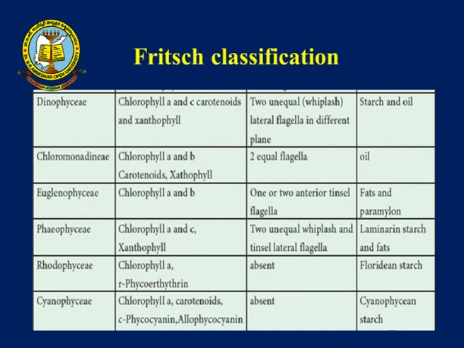Euglenophyceae: chlorophyll A and B, and one or two anterior tinsel type flagella present, the reserve food material is fats and paramylon. Phaeophyceae: chlorophyll A and C and xanthophylls, and two unequal whiplash and tinsel flagella are present. Reserve food material: laminarin, starch and fats. Rhodophyceae: chlorophyll A and phycoerythrin. Here flagella are absent. Reserve food material: Floridean starch. Cyanophyceae: chlorophyll A and carotenoids, C-phycocyanin and allophycocyanin. Here also flagella are absent. Reserve food material: cyanophycean starch. Thank you one and all.